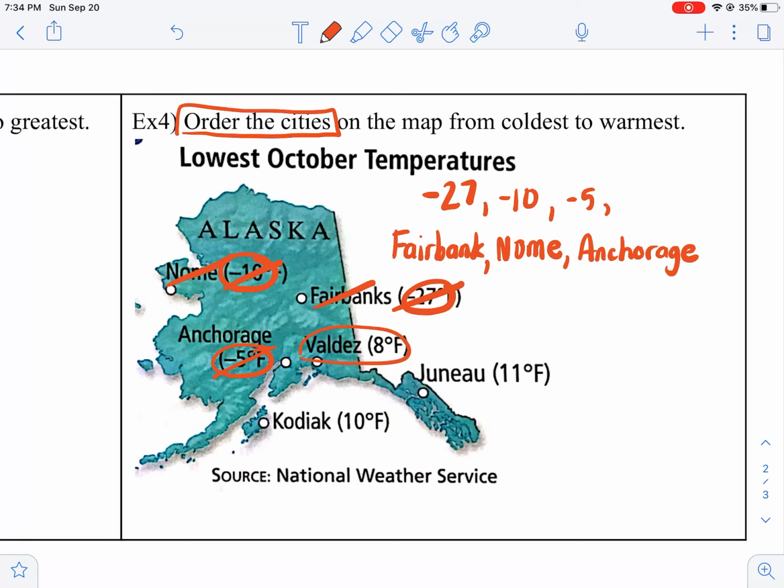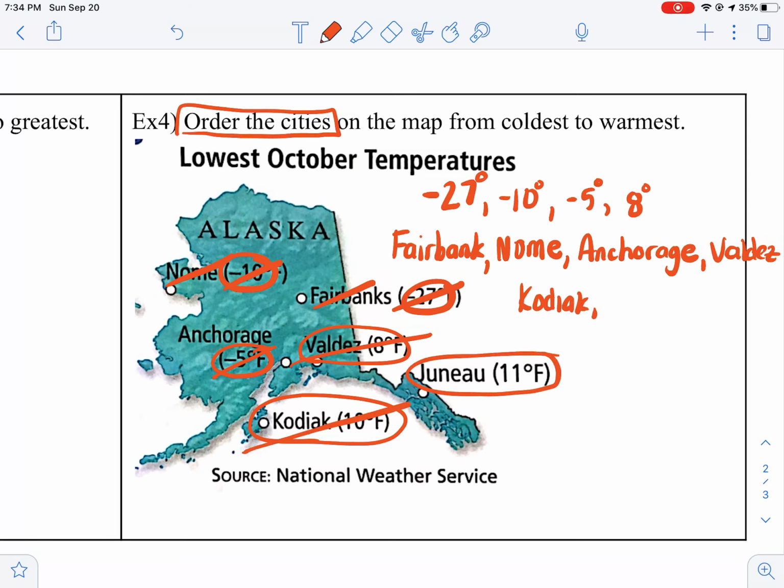Then we go to our positive, our smallest positive, which is Valdez, 8 degrees. I should put degrees on these. Valdez. And then our next one, which would be Kodiak, which is 10. I'm going to write it below. And then our last but not least, our warmest, which is not very warm, 11 degrees, is Juneau.